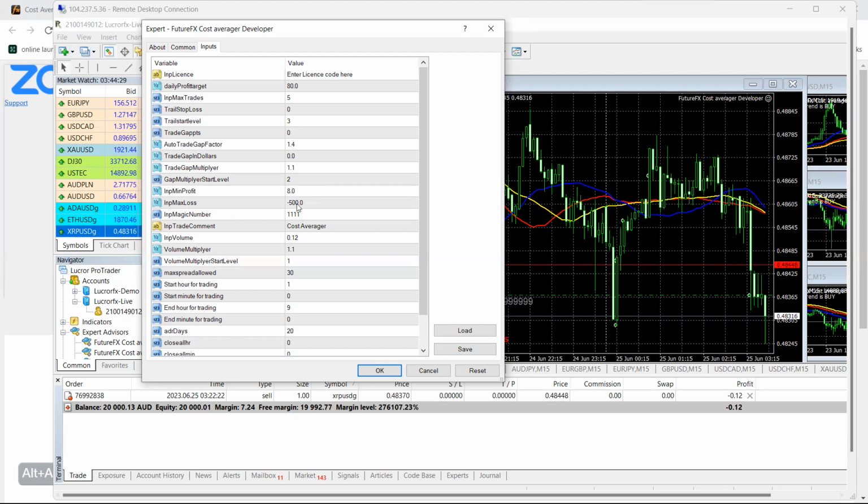Input max loss. So this is our equity protection feature, and this just works off that one particular pair. So if the floating profit, the drawdown of this one particular pair reached negative $500, they would all get closed out and you would incur a $500 loss. So that's on this account balance, that equates to 2.5%.